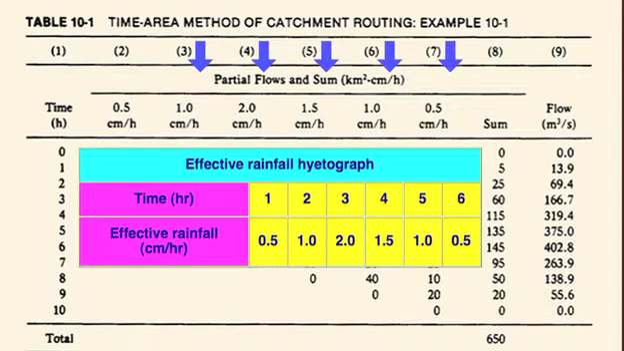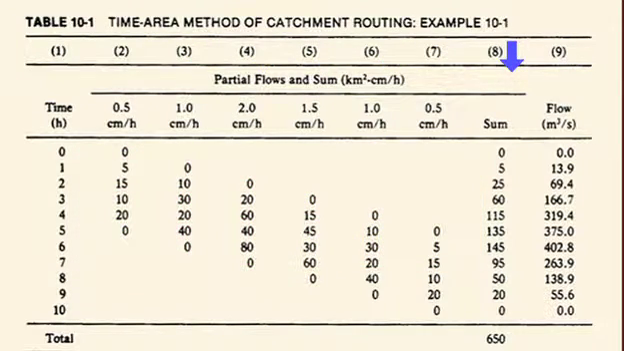Columns 3 to 7 show the ordinates of the partial flow hydrographs for the second, third, fourth, fifth, and sixth rainfall increments, respectively. Column 8 shows the sum of columns 2 to 7 across, in kilometer square centimeter per hour flow units. Column 9 is column 8 converted to units of cubic meters per second. Column 9 is the outflow hydrograph calculated by the time area method.